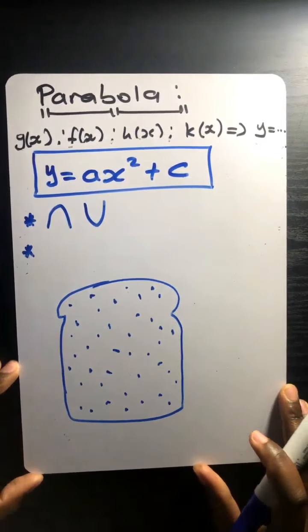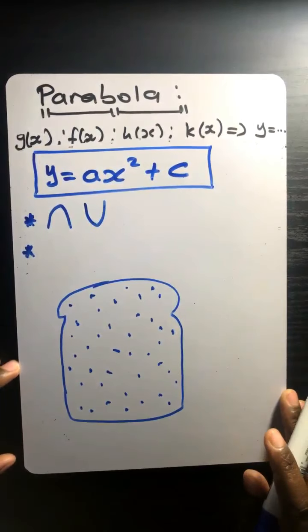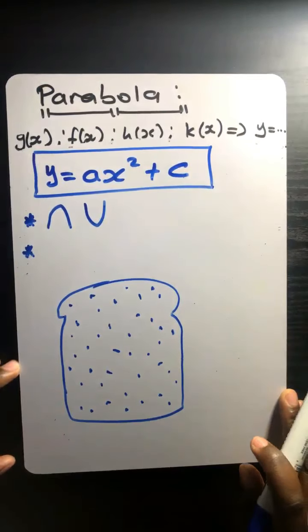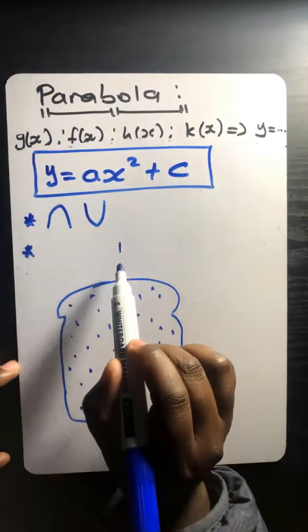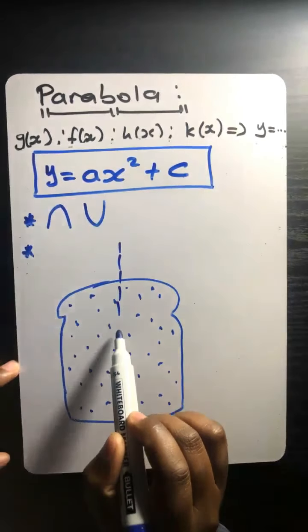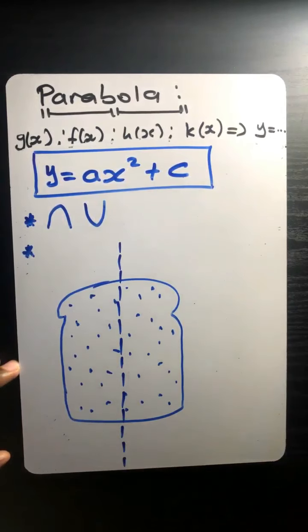Okay, so guys, when we talk about the axis of symmetry, this is what you always do with your little sister, with your little brother, so that you equally share the bread. You cut it into equal halves so that you don't fight.